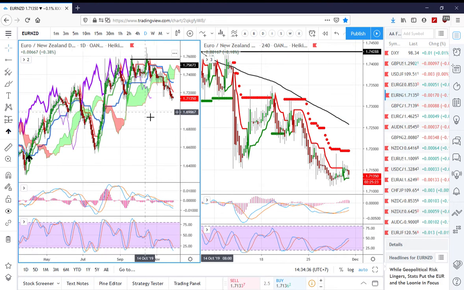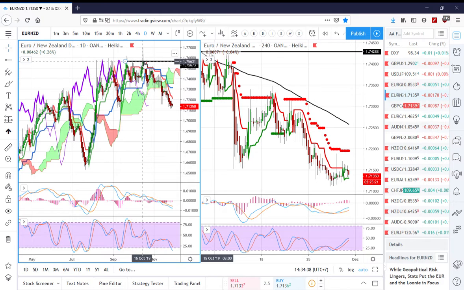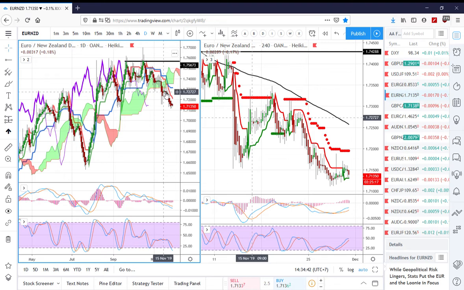Euro NZ turned off that double top there and turned back down here, so it's been nice. It's some nice momentum to the downside there. The daily MACD is still showing momentum to the downside there.